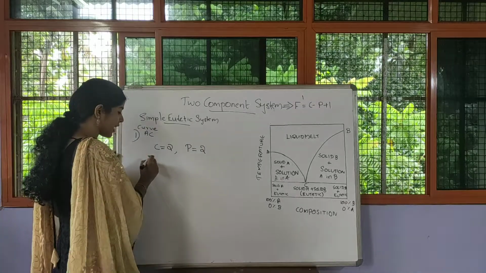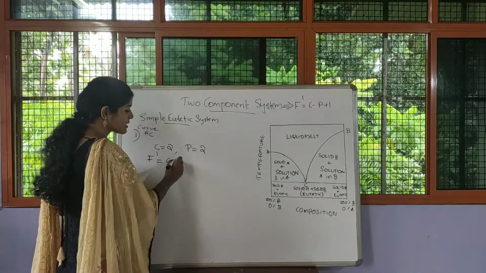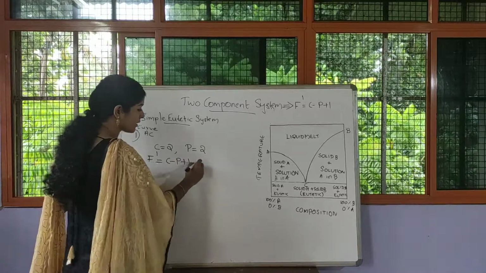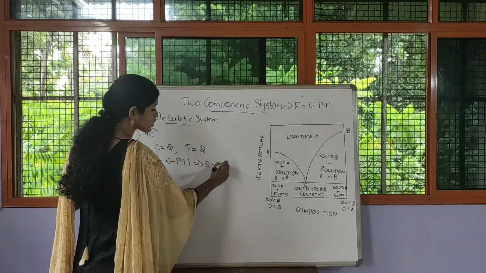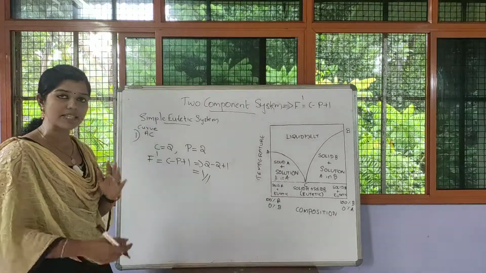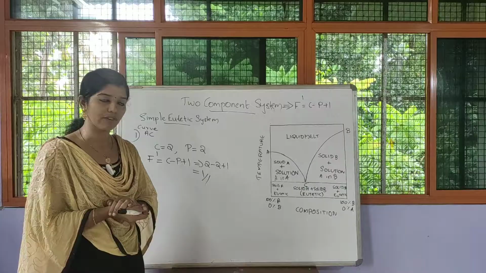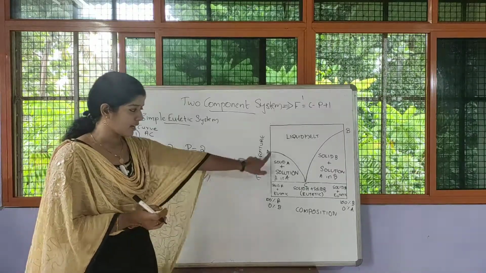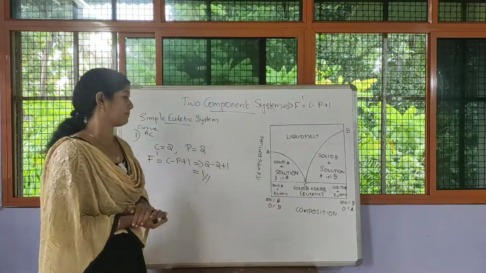Now, calculate F dash. F dash is equal to C minus P plus 1, that is 2 minus 2 plus 1, or you can say F dash is equal to 1. Our system is univariate, or we can say it is monovariate, in the curve AC.